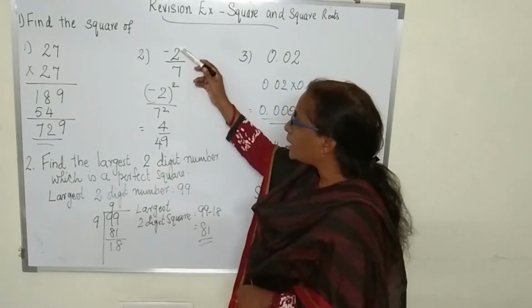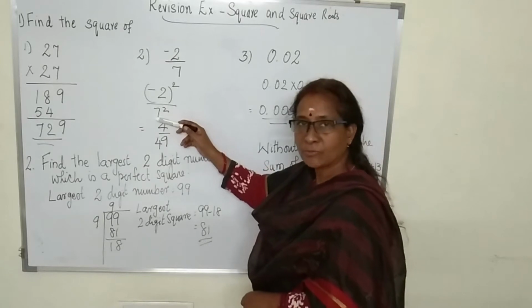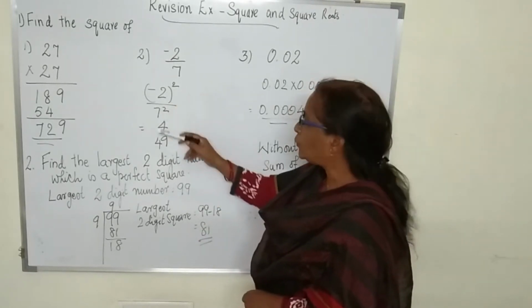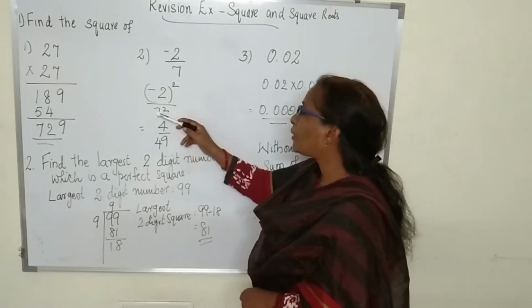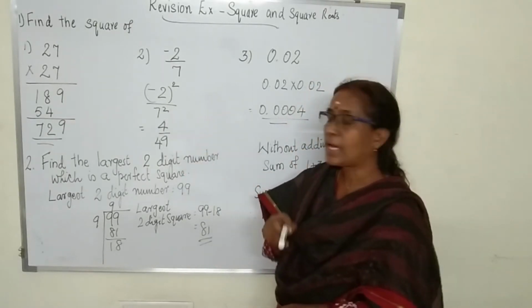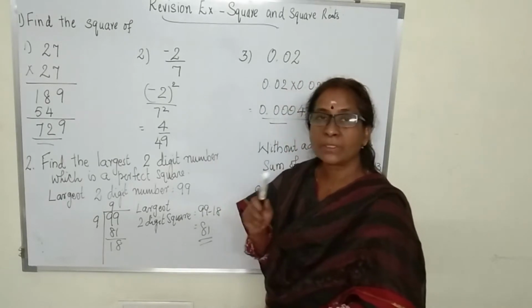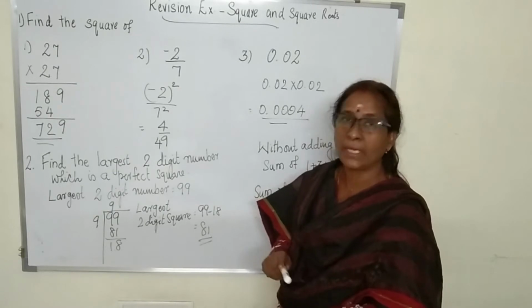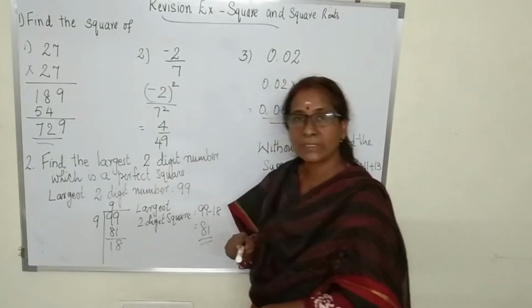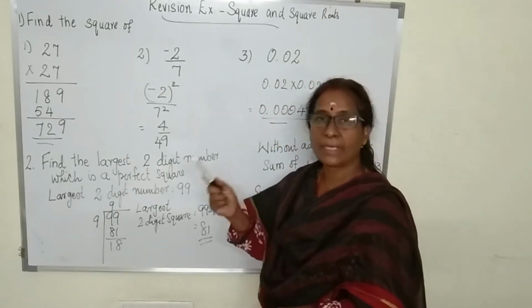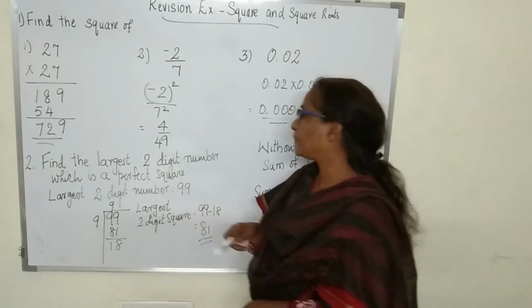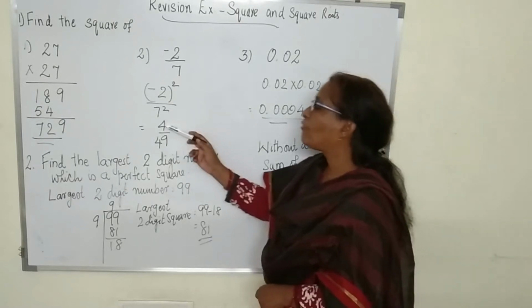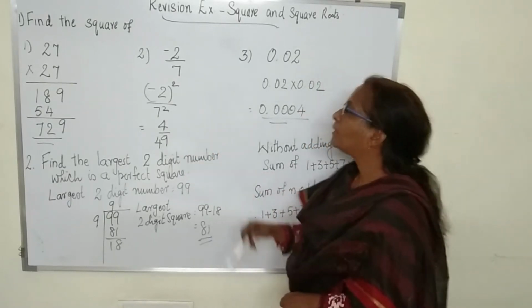Find the square of the numerator and find the square of the denominator separately. So the square of minus 2 is 4 and the square of 7 is 49. Here you have to remember one thing. The square numbers are always positive. They can never be negative. What is the reason? Negative multiplied by negative will be positive. Okay, so here the square of minus 2 upon 7 is 4 upon 49.